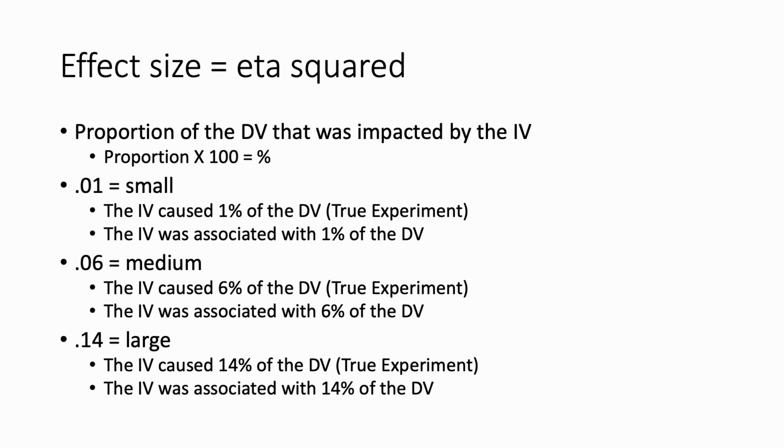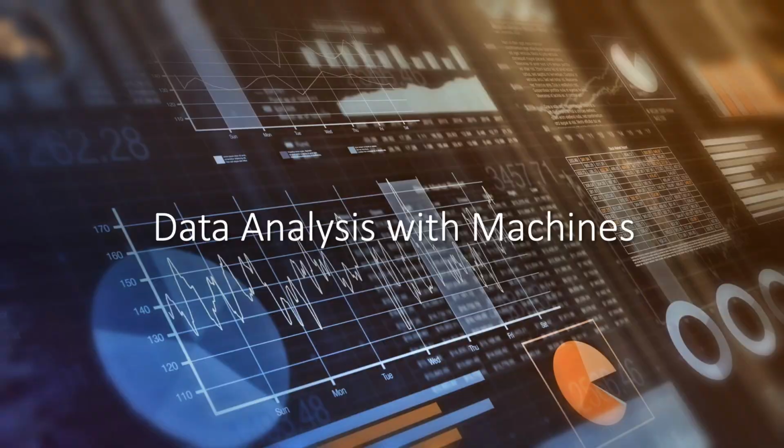0.01 is small. The IV caused 1% of the DV. 0.06 is medium. The IV caused 6% of the DV. 0.14 is large. The IV caused 14% of the DV.